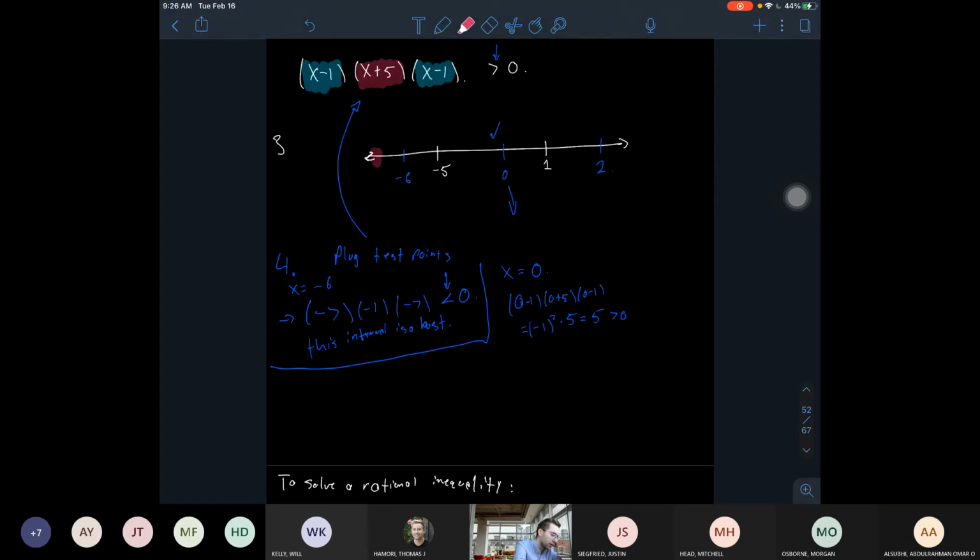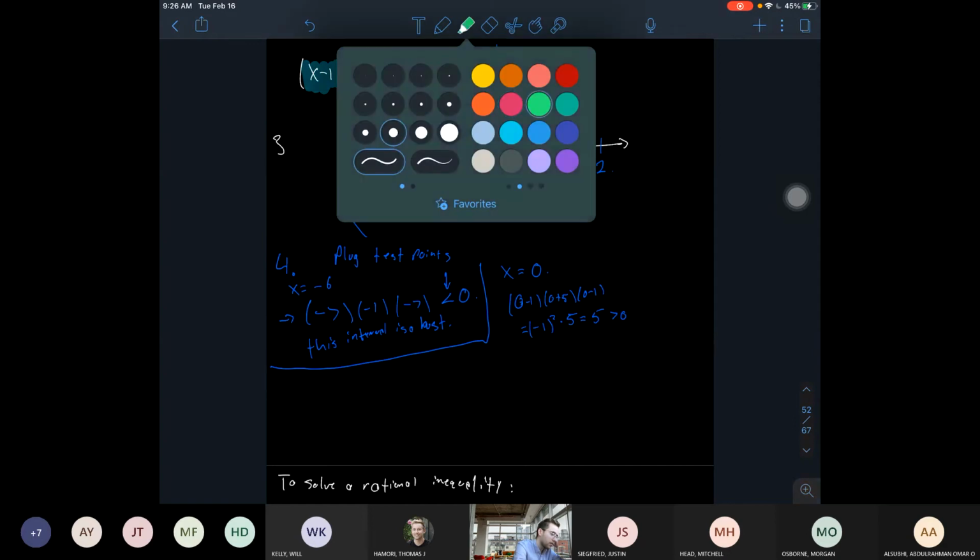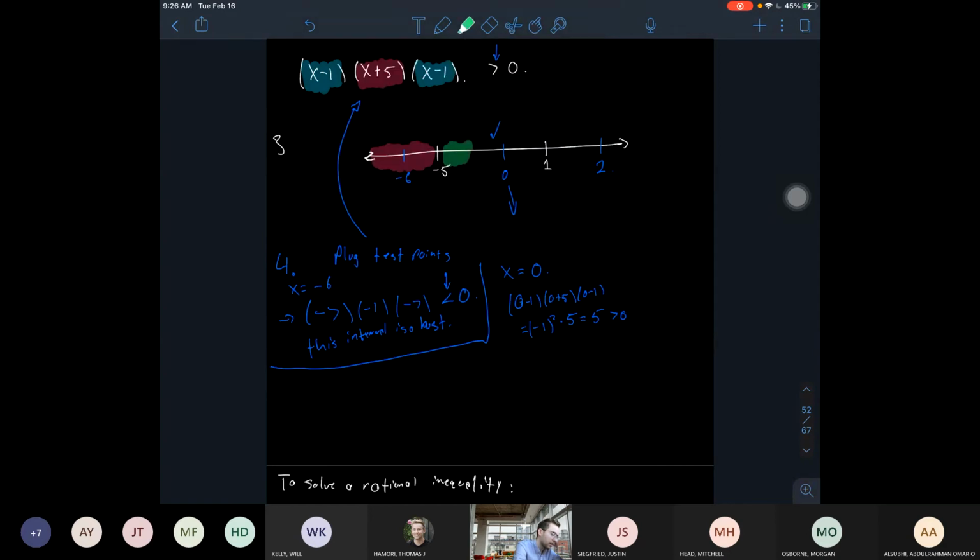So let's recap where we're at. We have no good here. This region here is doing what we want it to do. It's giving us something positive. Now we just have to check the last region here.